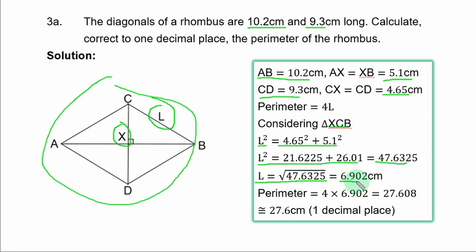That is 6.902 cm. Therefore, the perimeter is equal to 4 times 6.902, and that is 27.608. To 1 decimal place, the perimeter is 27.6 centimeters.